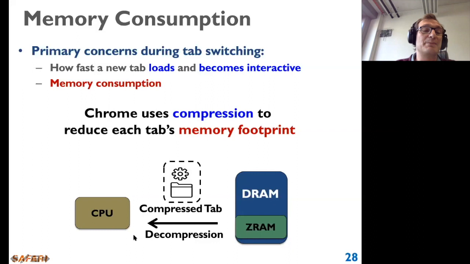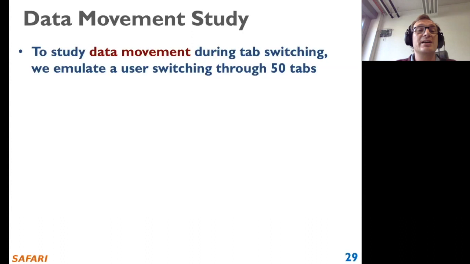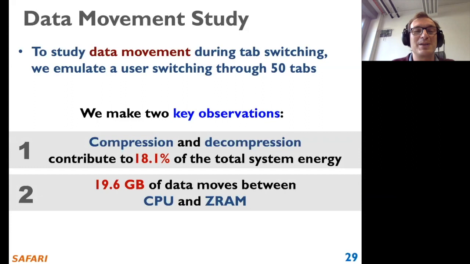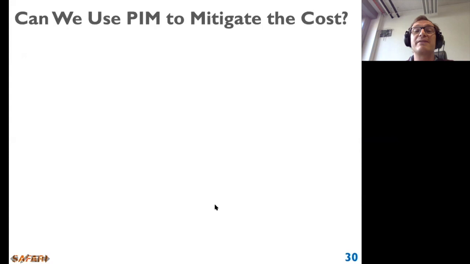So we did a data movement study. Basically, we emulate the user switching through 50 tabs. 50 tabs are not uncommon, actually. I saw some of my students having more than 100 tabs. I don't know how they switch between them, but hopefully they're productive while switching between them. We looked at the study and we made two key observations. Compression and decompression contribute to significant total system energy, 18%, and a large amount of data moves between CPU and ZRAM. Then we asked the question, can we actually use PIM to mitigate the cost?